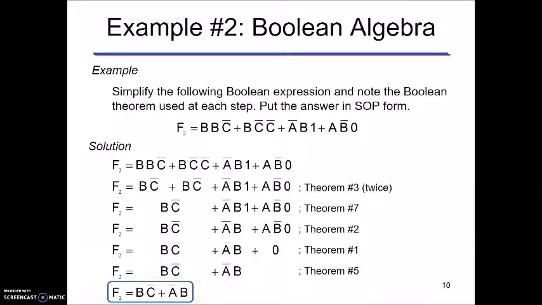We can then further simplify by applying theorem 1, which gives us B C not, or A not B, or 0.